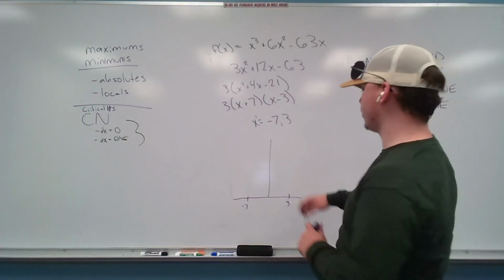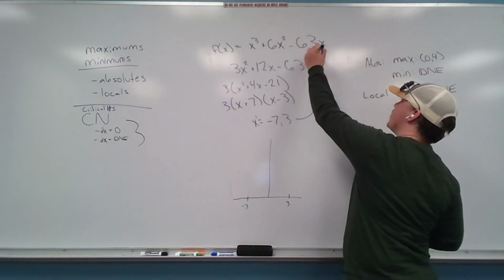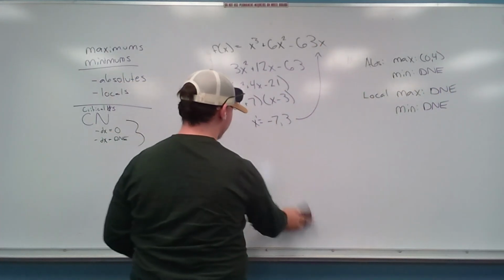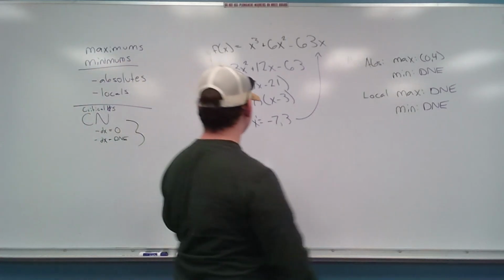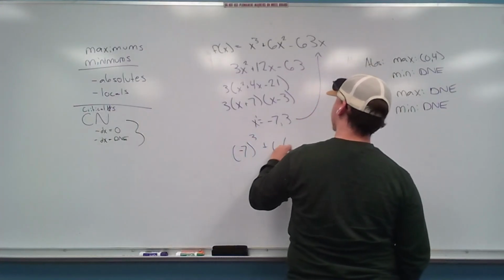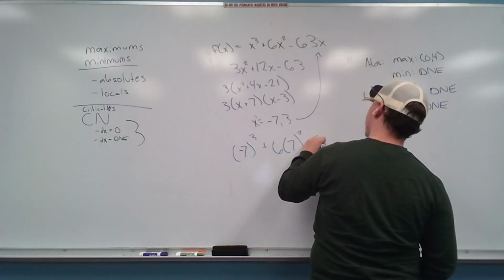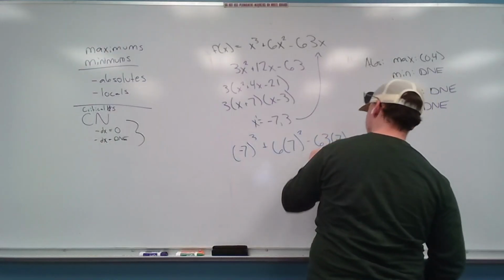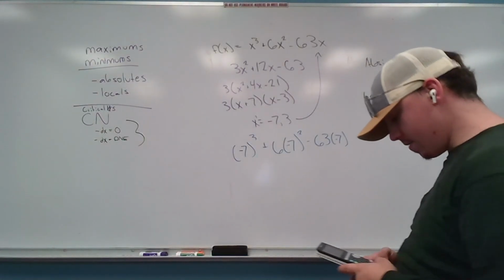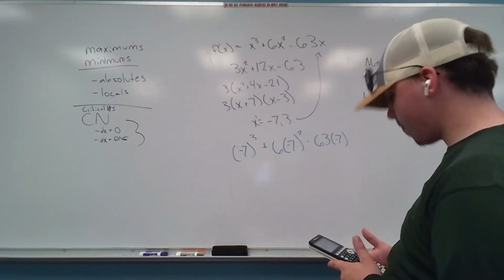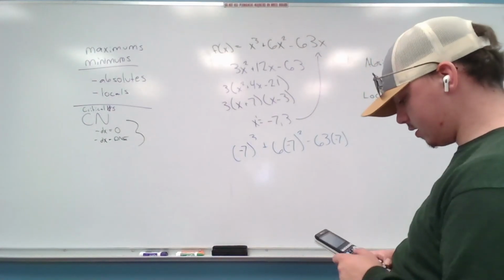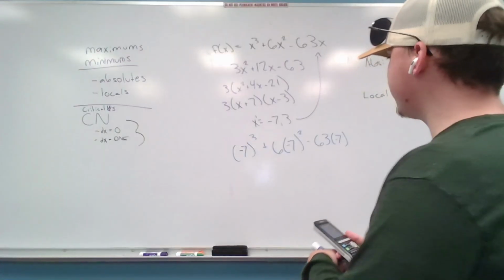So let's plug it back into the original equation. So negative 7 and 3, take them back up to here. I'm going to change color just to signify that we're not on the same problem anymore. So negative 7 cubed plus 6 times negative 7 squared minus 63 times negative 7 is going to come out to be, plug in our calculator, negative 7 store, x cubed plus 6x squared minus 63x. That's going to give us 392.